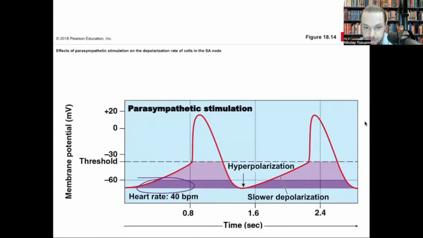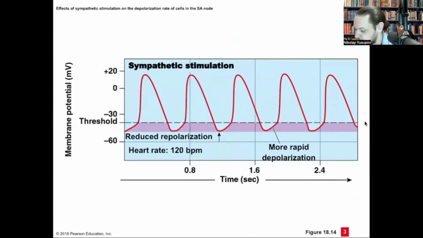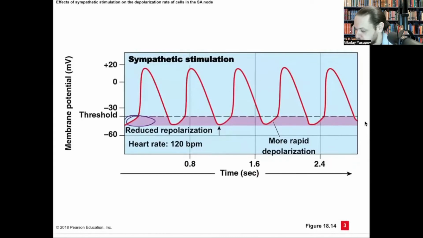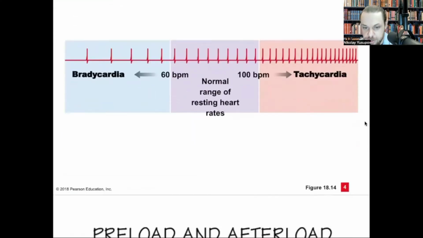Similar function with adenosine. Here we see sympathetic stimulation, where it raised it, with more rapid depolarization. And so this governs normal heart rate, tachycardia, bradycardia, basically these responses.